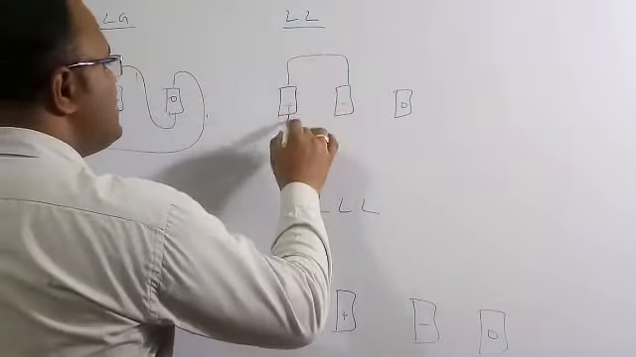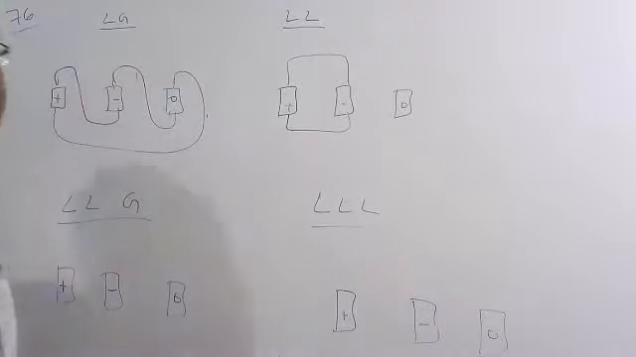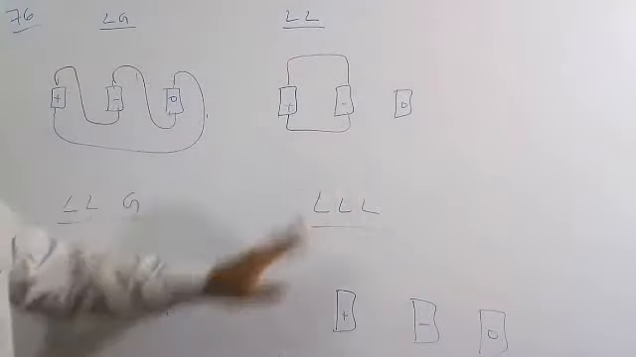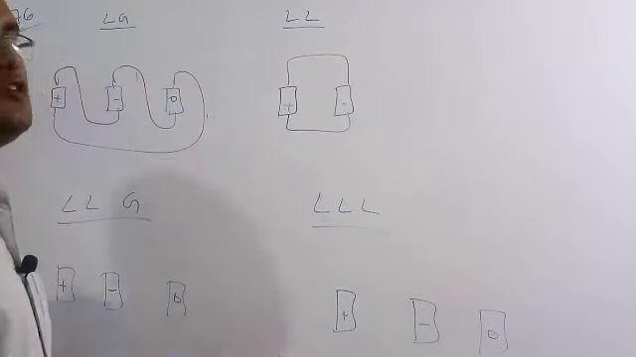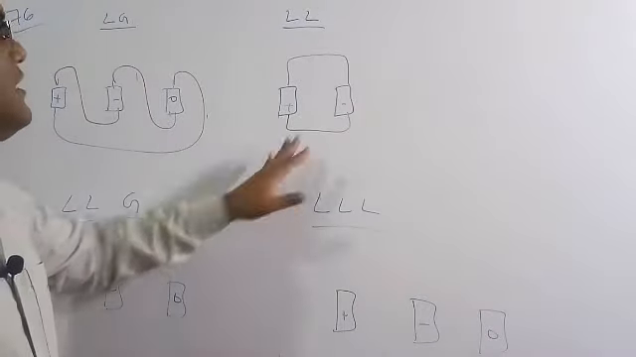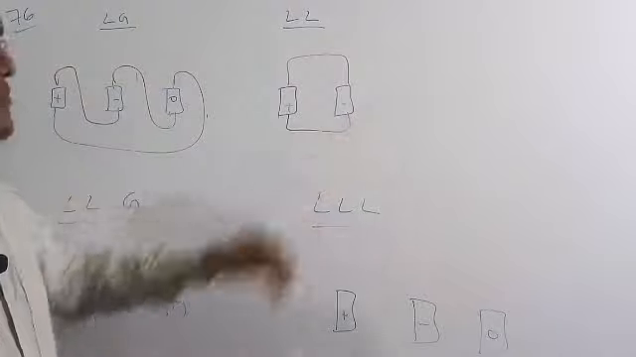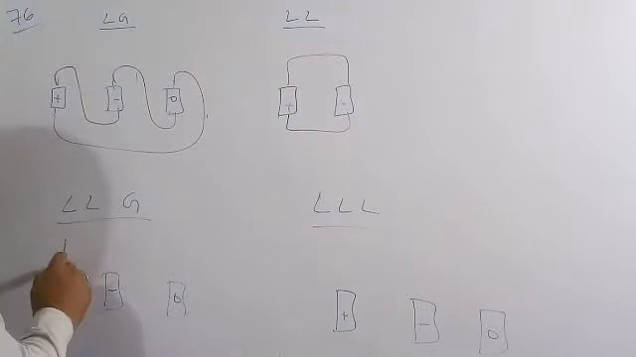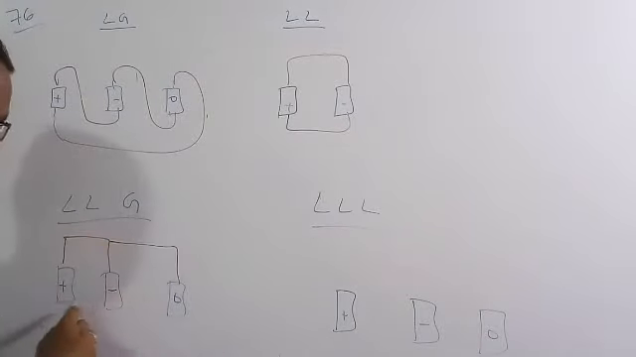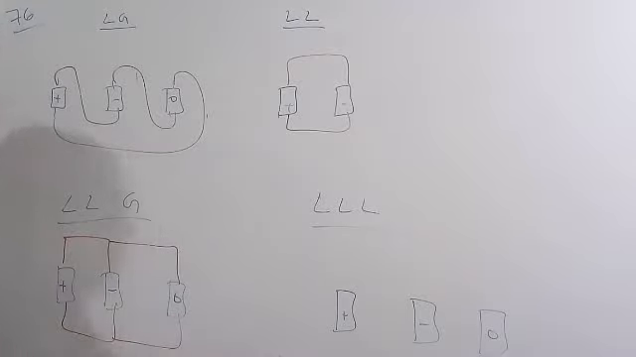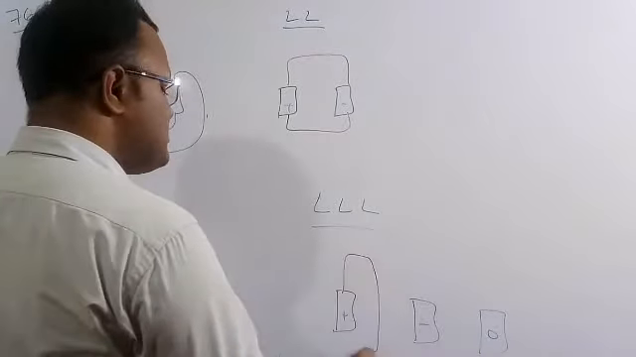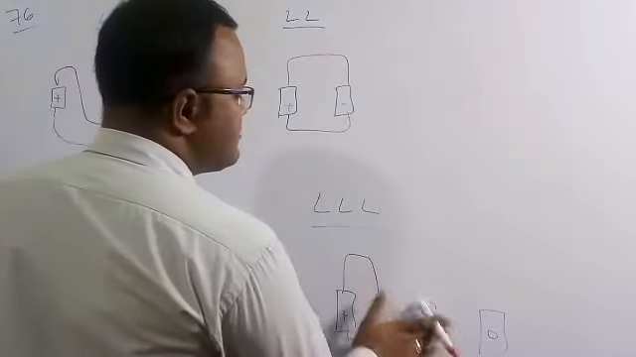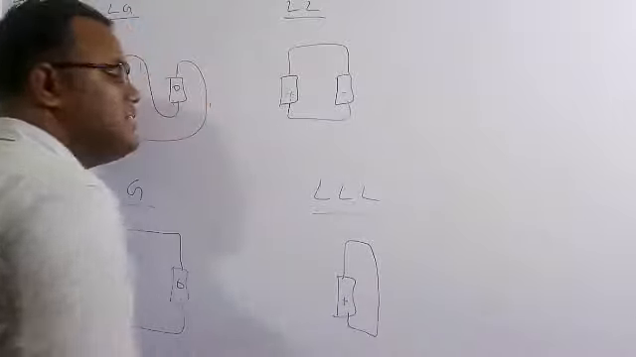But for the LL fault, only the positive and the negative sequence networks are present, but the zero sequence is absent, which means the zero sequence current is 0. But for the LLG fault, all the sequence networks are connected in a parallel fashion. But for the triple L fault, only the positive sequence network is present, but the negative sequence and the zero sequence are absent, which means they are zero.